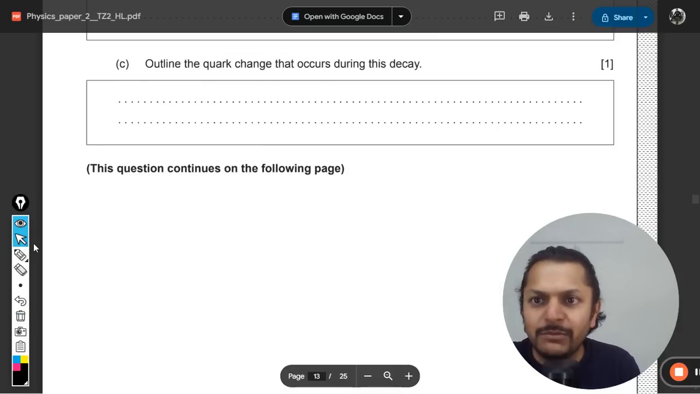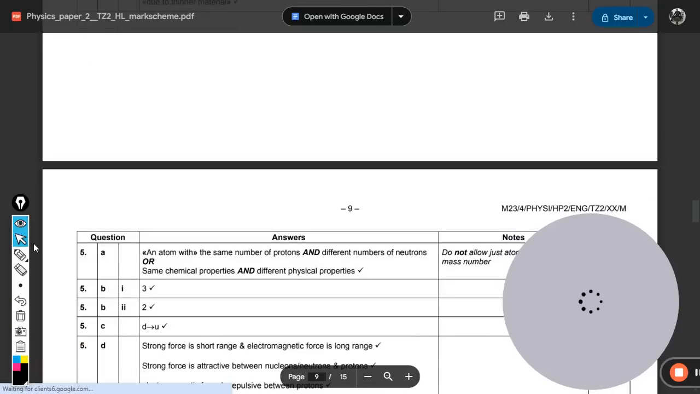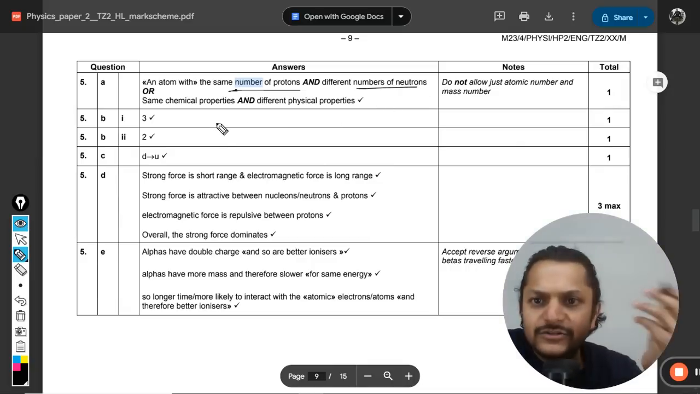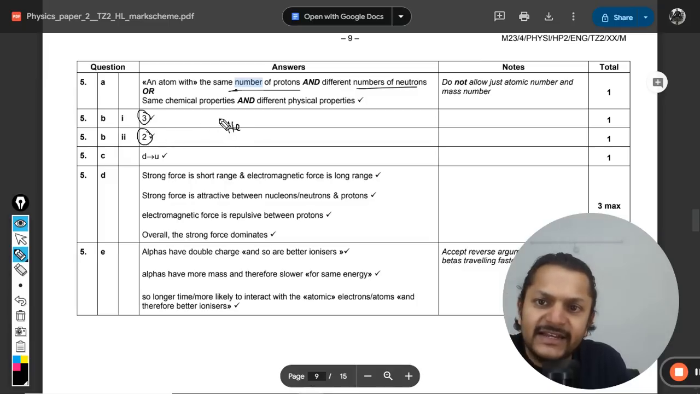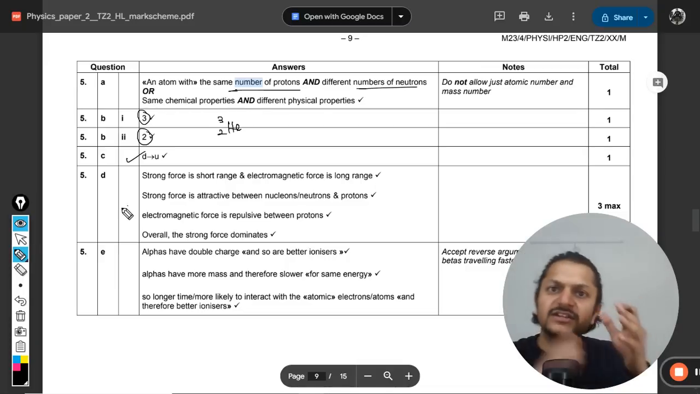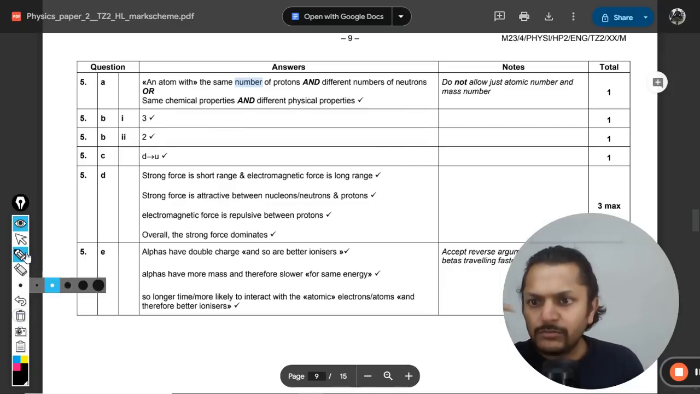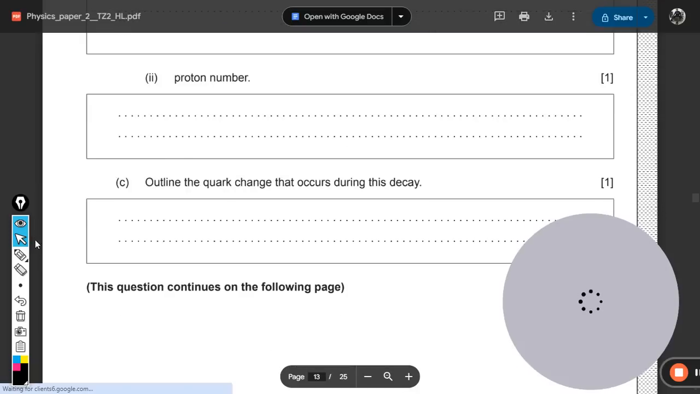Okay, let us now move to the mark scheme and see what is the answer for this question. Question number 5A. Yes. An atom with the same number of protons but a different number of neutrons, they are called isotopes. So 3 was the mass number, 2 is the proton number. Yes, exactly. And the quark change that takes place in this reaction is D to U. If they ask about the exchange particle, that will be the W negative boson. So you must be knowing it. Let us now move next. So this is done. Outline the quark change. Yes.